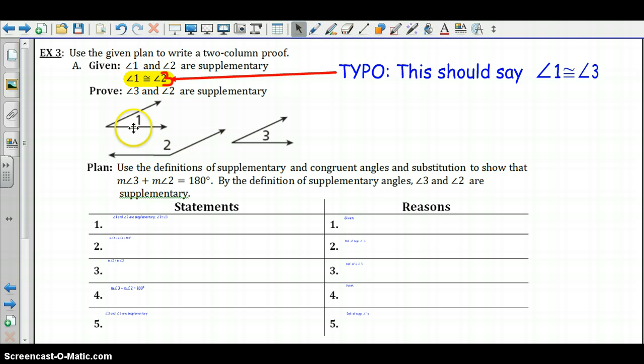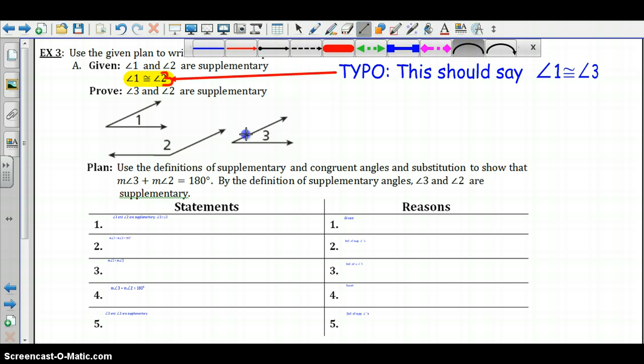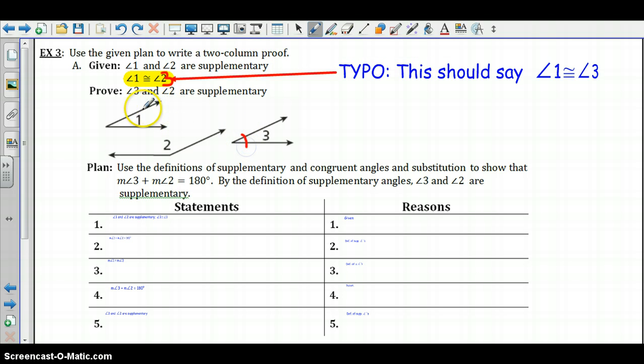So we are given that angle 1 and angle 2 are supplementary. Notice they're not adjacent, they don't have to be, but you're told angle 1 and 2 are supplementary. There's no way to really mark that on the diagram. But we are told that angle 1 and angle 3, again, are congruent. We can mark that. Sorry, wrong symbol. We can mark that in our diagram like this. Angle 1 is congruent to angle 3. And we are supposed to prove that 3 and 2 are also supplementary.